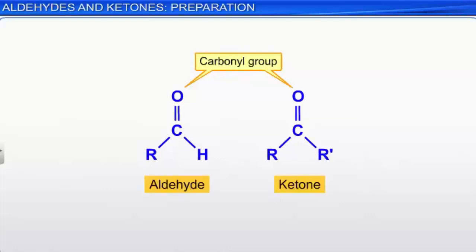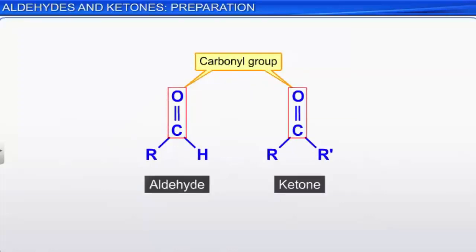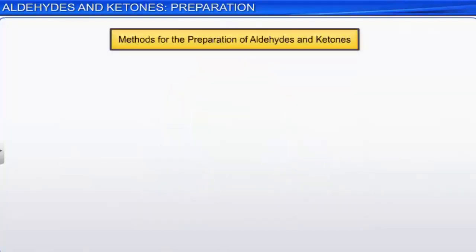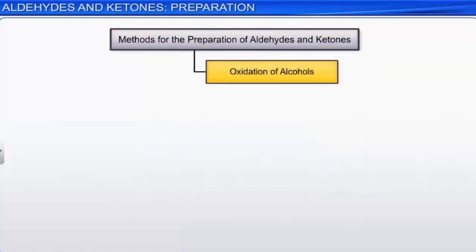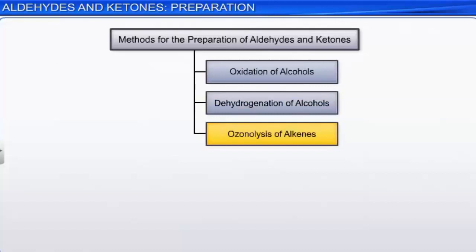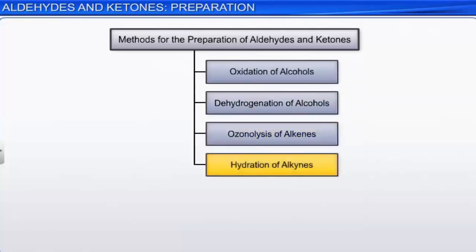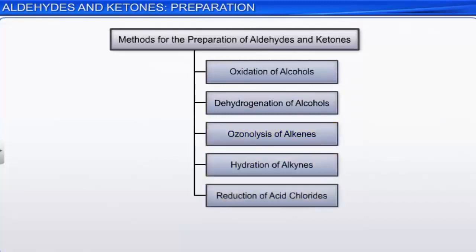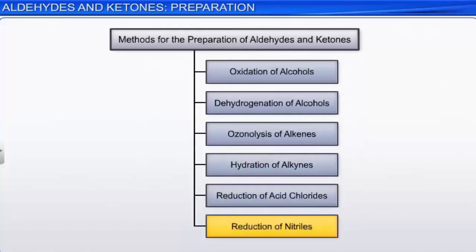As aldehydes and ketones contain the same carbonyl group, their properties and methods of preparation are quite similar. Methods for the preparation of aldehydes and ketones include oxidation of alcohols, dehydrogenation of alcohols, ozonolysis of alkenes, hydration of alkynes, reduction of acid chlorides, and reduction of nitriles. Let us learn about each one of these in detail.